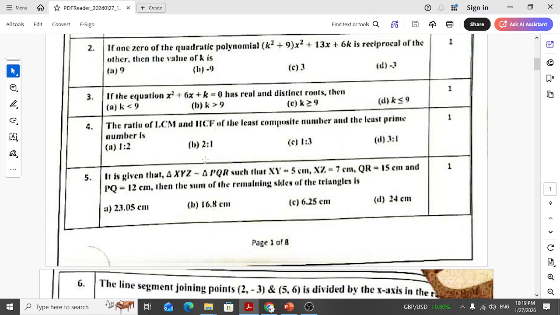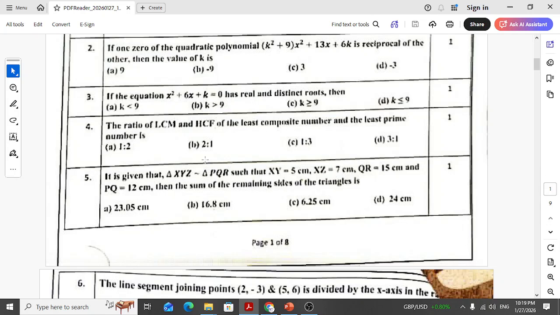Let's move to the next one. In the given figure, area of the segment. Since we see 90 degrees, we know that theta by 360 into pi r square is the formula, correct? Area of the sector. Theta is 90 degrees, so 90 by 360, which is 1 by 4 into pi r square.